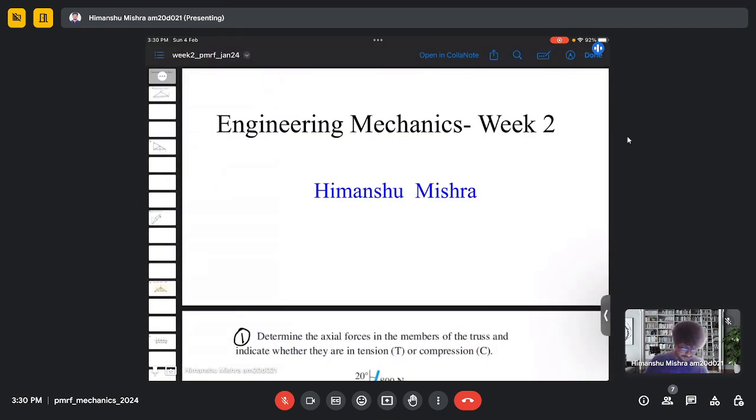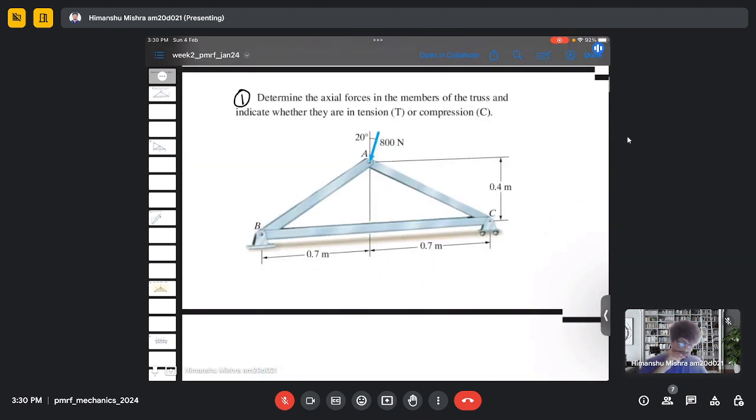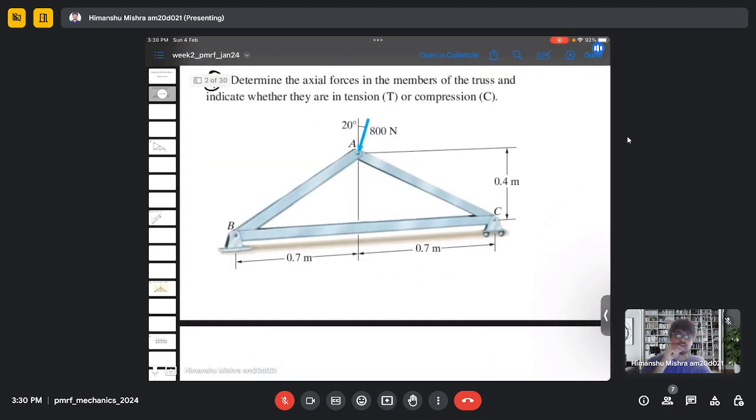Which is truss. In the first questions we will try to solve the problem by using the method of joints, and then we will slowly move to the method of sections. So three or four questions we will be solving by the method of joints. We need to do only the force balance. We will be balancing the force in the x and y direction at each joint, and we will calculate the force at each member.